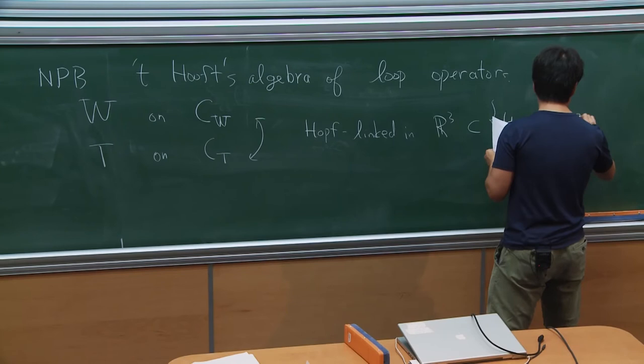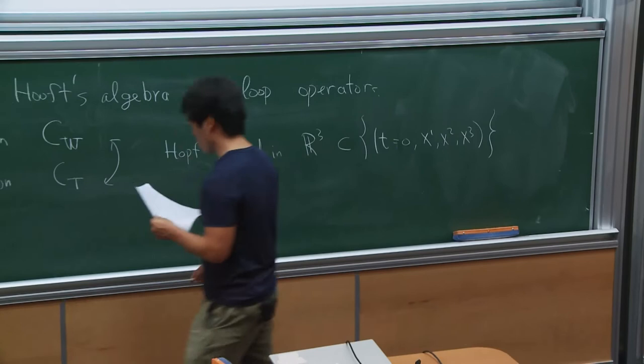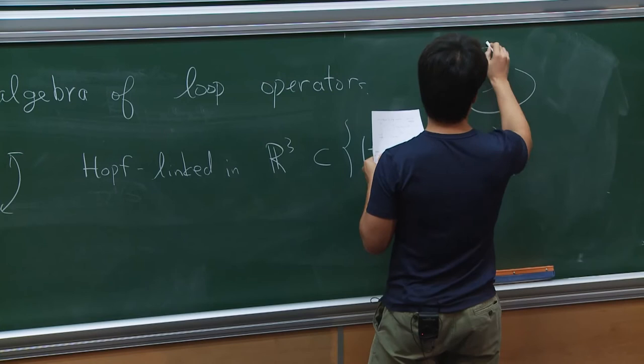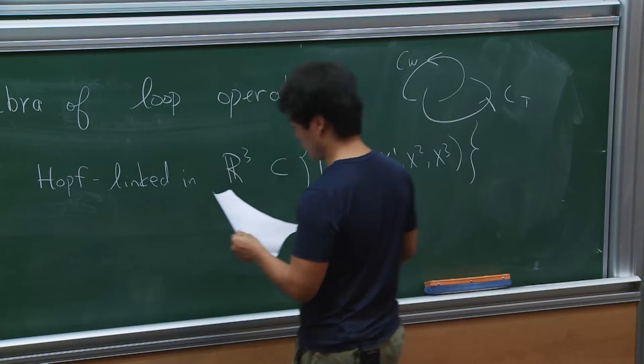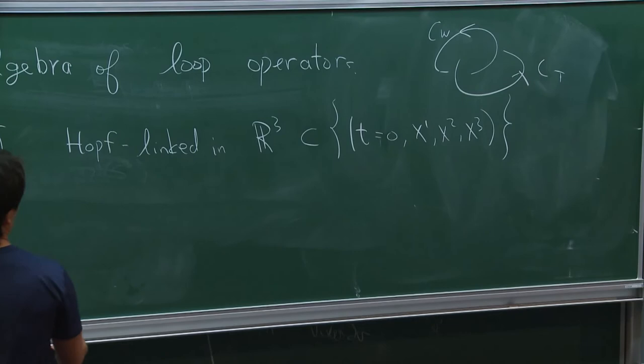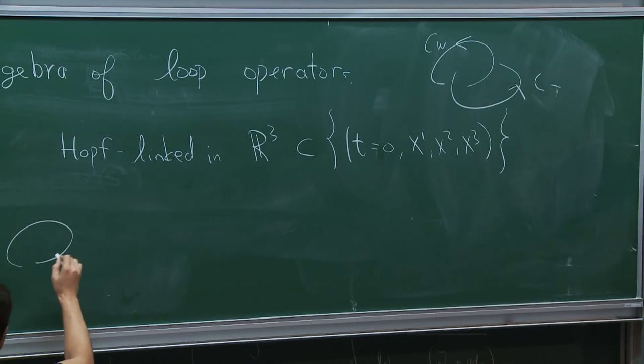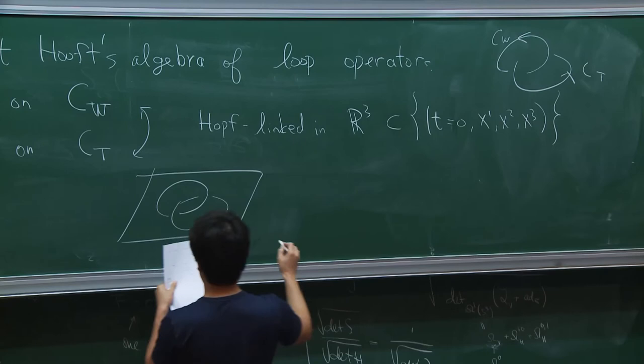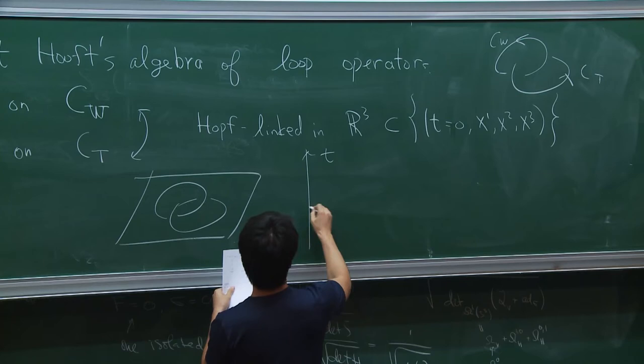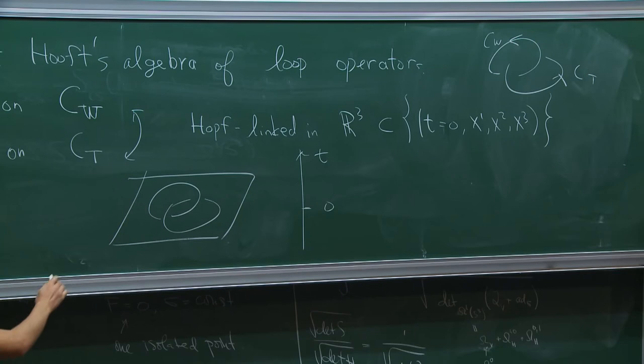So x1, x2, x3. What is a Hopf link? A Hopf link is something like this. Good. And I want to consider the Hopf link in the constant time slice. So this is t, and this time t equals 0, right? And we consider the Wilson loop here and the 't Hooft operator here.